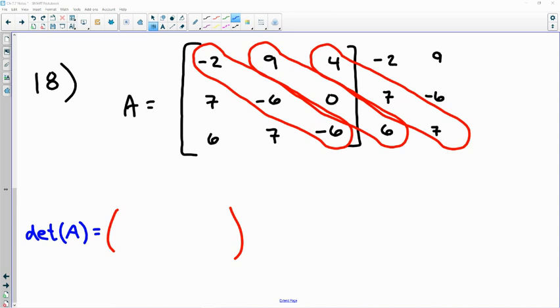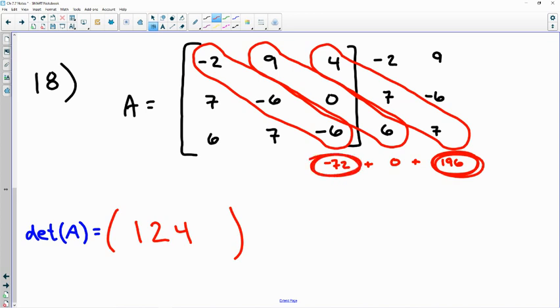Correct me if I'm wrong, but is it 124? You are right. Good job. Yep, it is 124. So the first row came out to be negative 72. This one came out to be 0, right? And you're adding them, so it stays negative 72. And this last one came out to be 196. So basically, you're doing 196 take away 72 because you're adding it, so it's just going to subtract. So Julian, you are correct. 124.